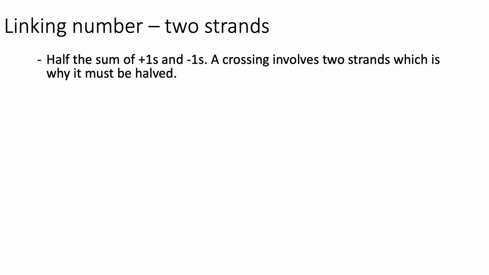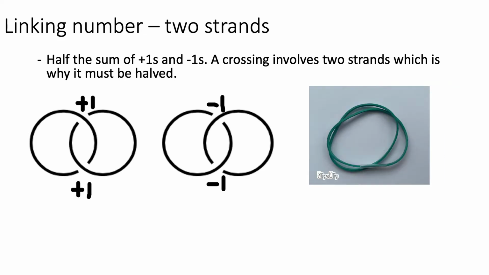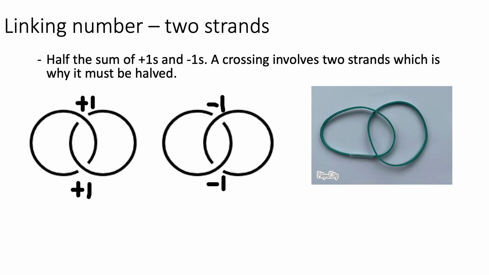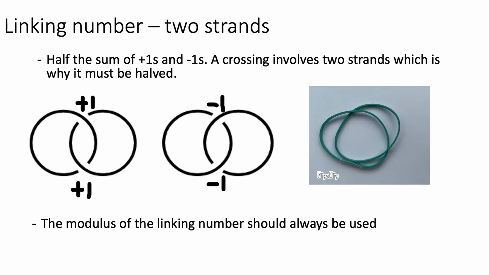The linking number of 2 strands can be calculated by dividing the total number of +1s and -1s by 2. This is because there's 2 strands, so essentially the linking number is calculated per strand. As you can see here, these 2 links are topologically identical, but they have different linking numbers. Therefore, the modulus of the linking number should always be taken once all the crossings have been summed.